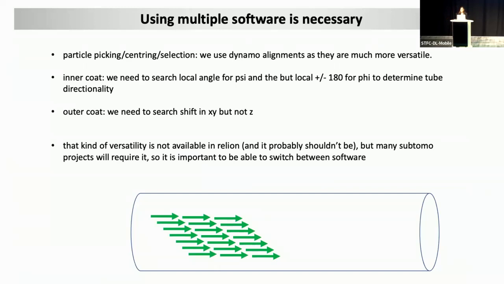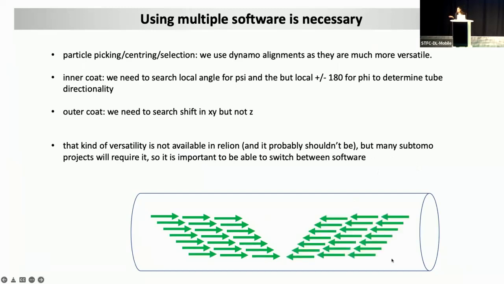So we need to tell the software that, because these particles are on the surface of the tube, we have some initial angles, but we are not sure about the in-plane rotation, which is plus or minus 180 degrees. These kinds of ad hoc searches you cannot really do with streamlined software like RELION, but you can use software like Dynamo or other software to do these searches. So it's important for us to be able to switch in and out of different software for these projects.